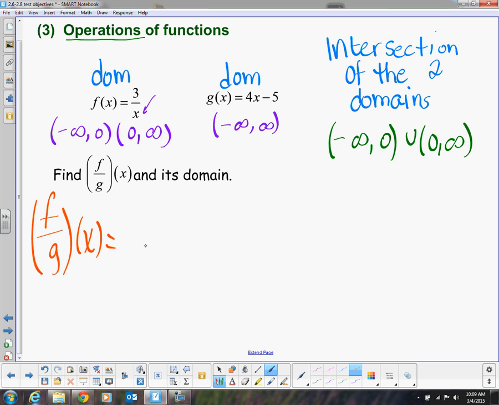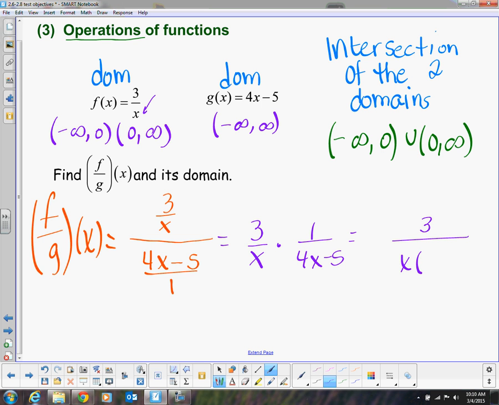How do I do f of g? We put 3 over x over 4x minus 5. Do you leave it this way? No. How do you fix that? So we have 3 over x times 1 over 4x minus 5. So we have 3 over x times 4x minus 5. Now, did we generate new issues? Okay, there are new 0 issues. All right, we've already taken care of this issue, correct?